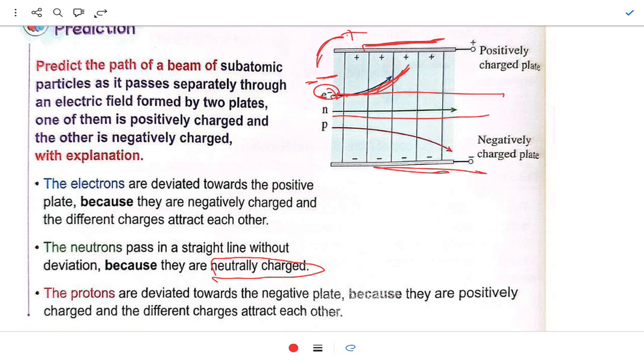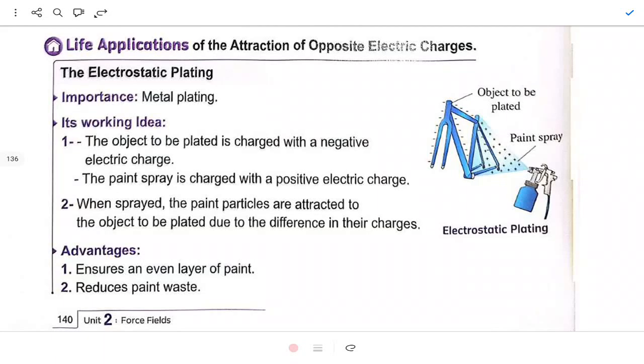And the last case, the protons. If the proton moves in this field, it will deviate to the negative plate. Why? Because the protons are positively charged and this plate is negatively charged, and different charges attract each other. This is a life application of the attraction of opposite electric charges.